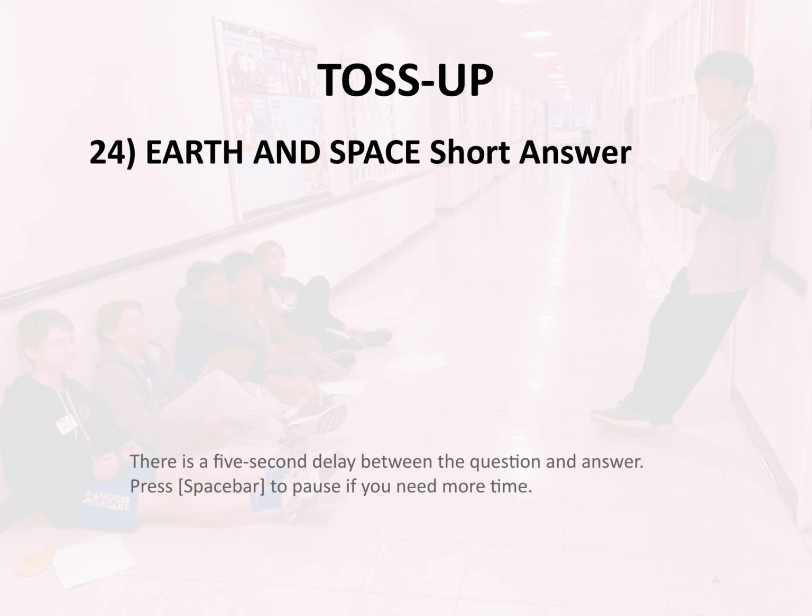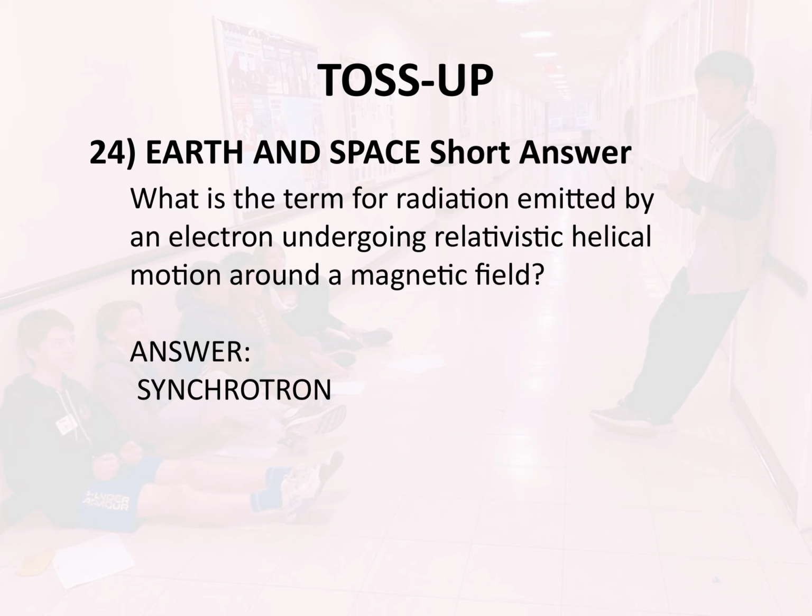Toss-up, 24. Earth and space. Short answer. What is the term for radiation emitted by an electron undergoing relativistic helical motion around a magnetic field? Answer: Synchrotron.